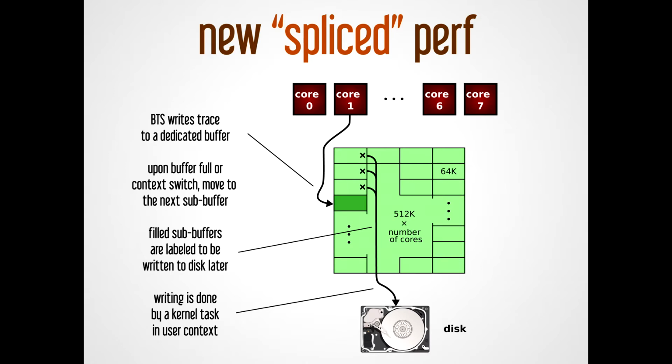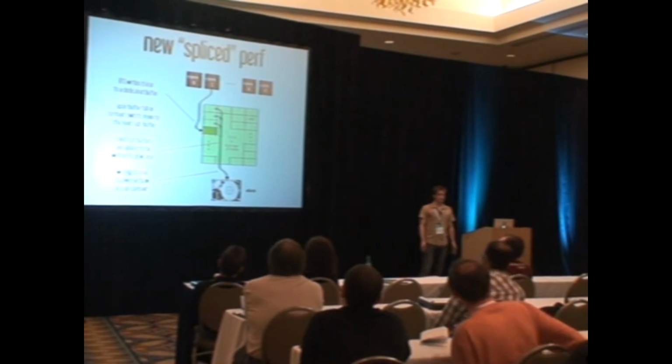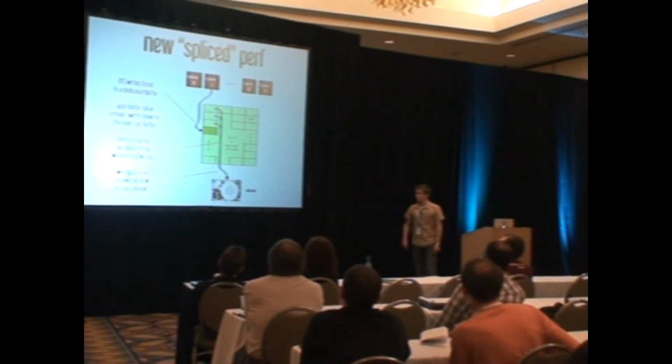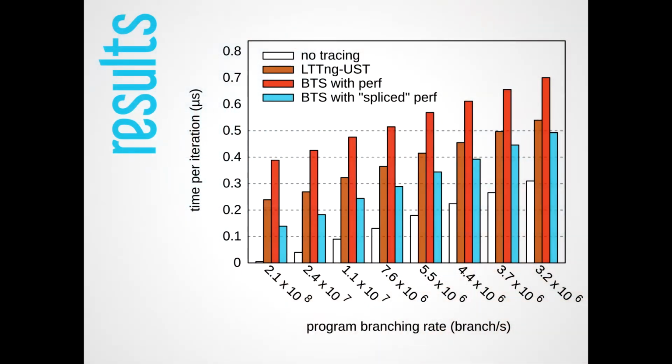But the difference is when one is full, the core is configured to write to the next free one, and the full buffer is labeled to be emptied later by a kernel task when there is time. So once again, the patch is available. There's a link at the end. And by using this implementation, here is what we achieve.